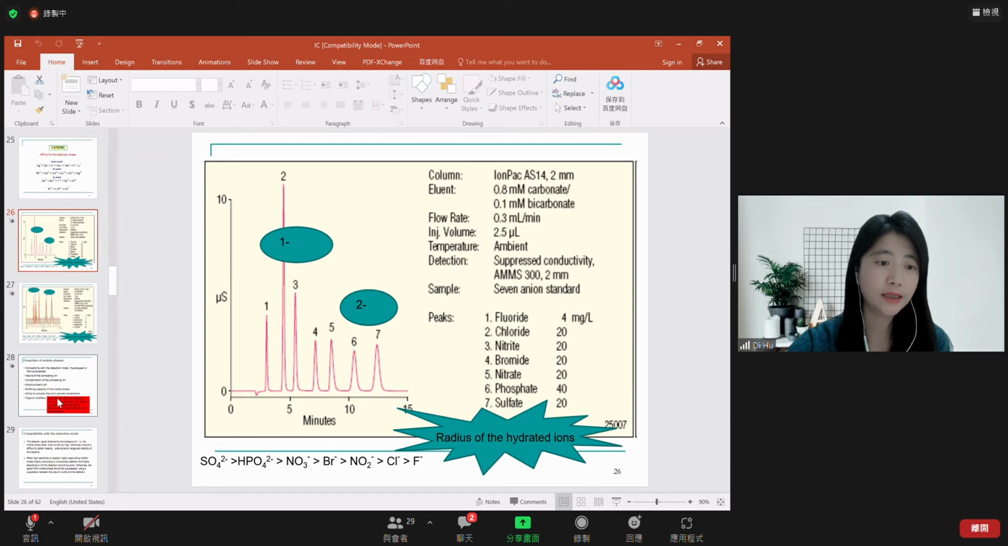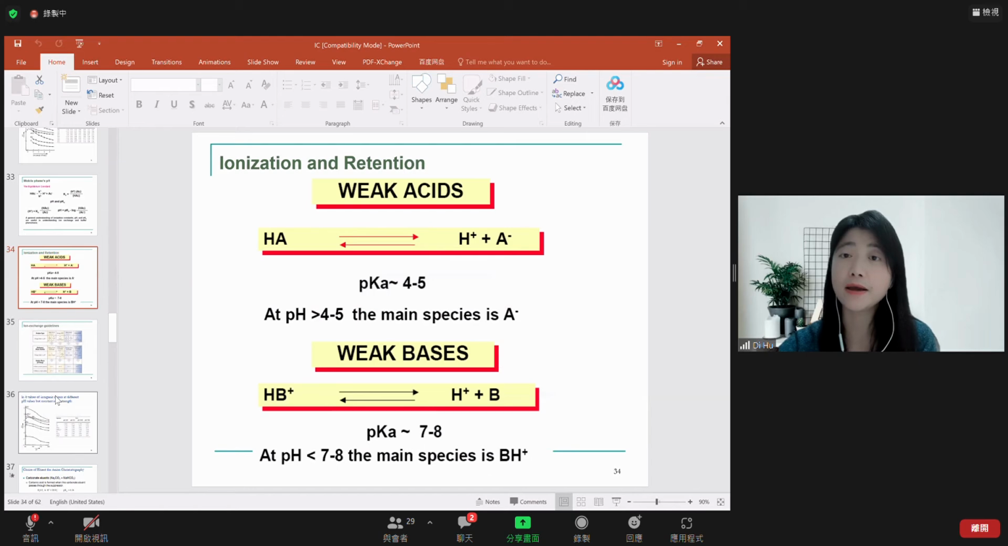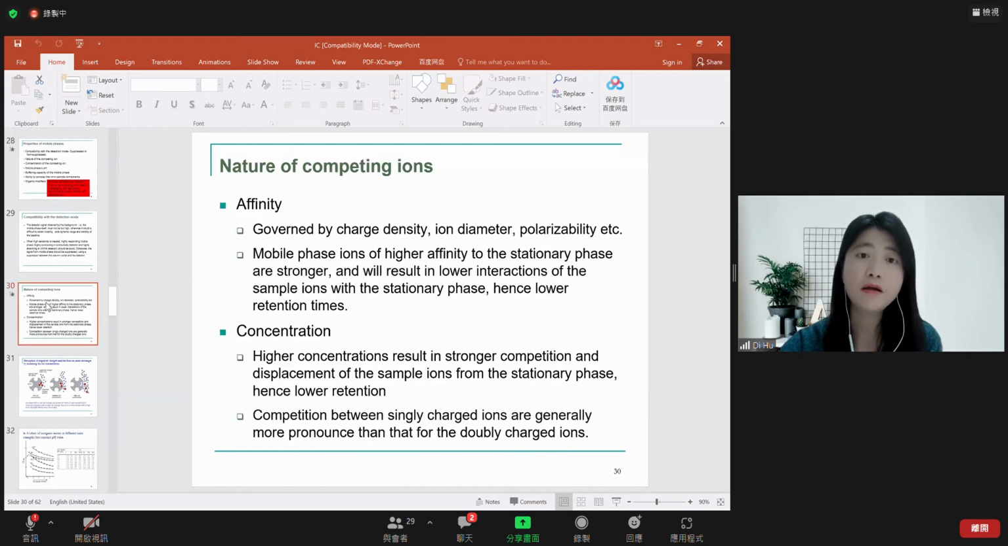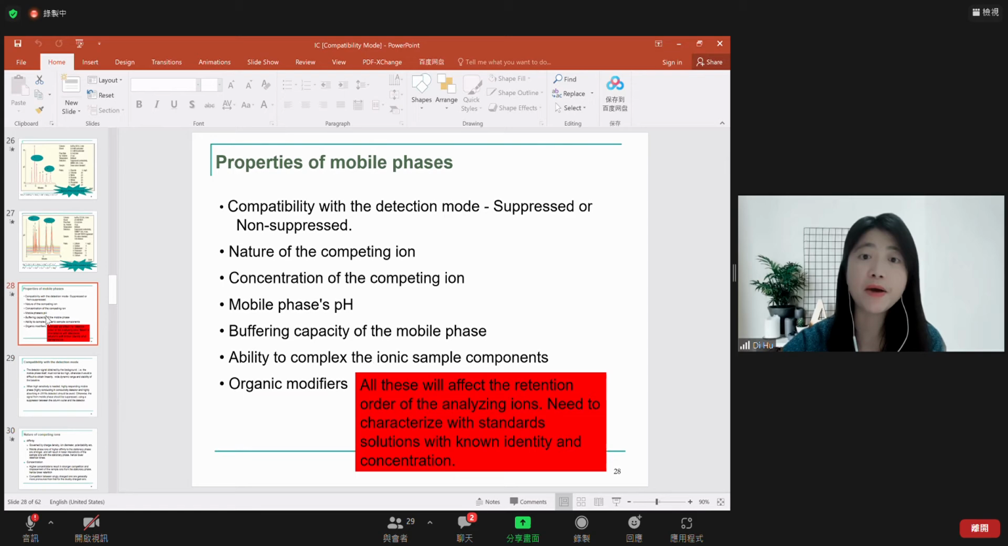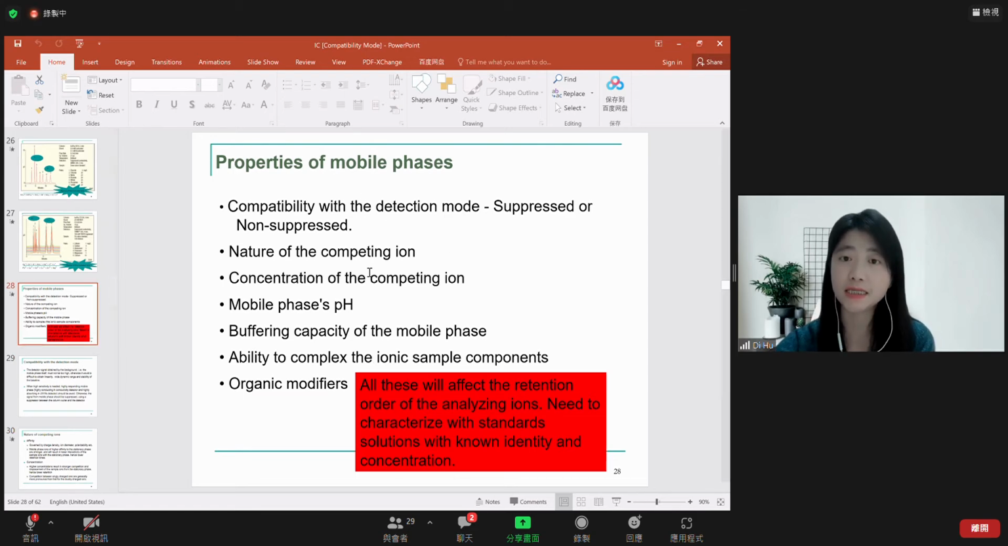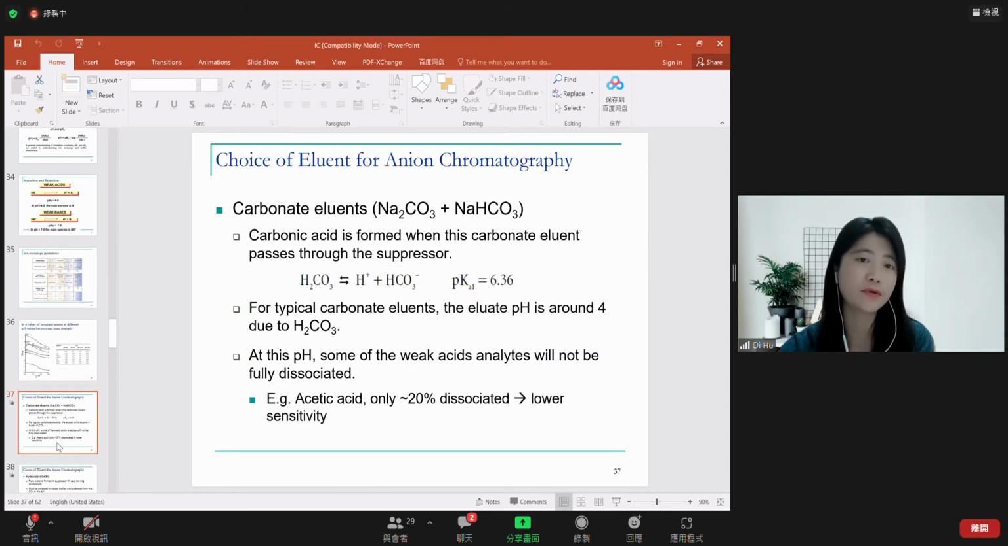And then later on, we'll talk about the influence of ionic strength, because several parameters really can influence that. Besides the compound itself, and then we talk about mobility, the properties of the mobile phase, the ionic strength, the competing ions and the mobile phase pH, they all play a very important role. And those we already talked about, right? And then we talk about the typical eluent for ion chromatography.